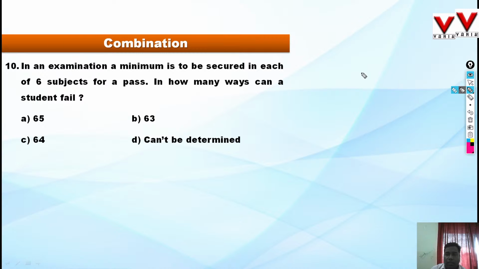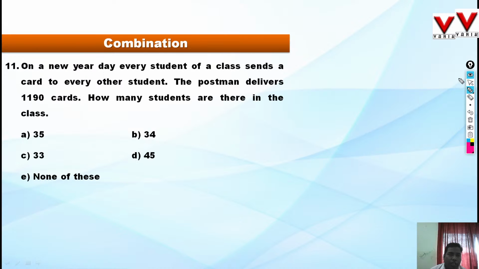Okay, then come to the next question. Question 11. On a New Year day, every student of a class sends a card to every other student. The postman delivers 990 cards. How many students are there in the class? Same question, just as the 9 number question and the 11 number question. There are no differences. Same questions. Then next, question number 12.